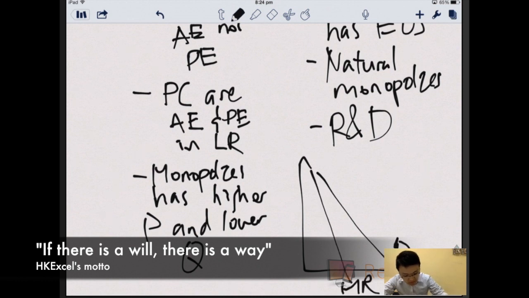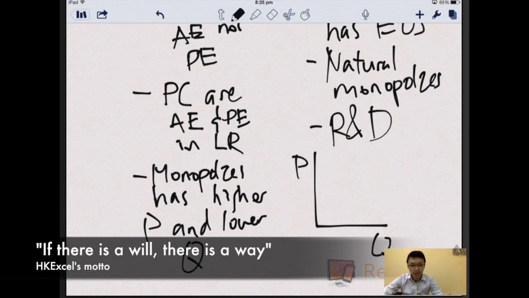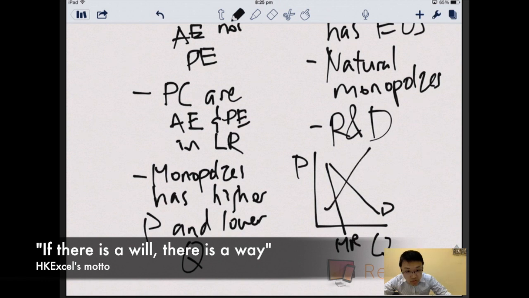So a monopoly diagram, price and quantity right here. Let me just position this a bit better. Monopoly diagram. Okay, so now let's look at a monopoly diagram. Right here, quantity and price. Downward sloping demand curve as usual, and then an MR curve that's twice as steep. And then an MC curve right here.